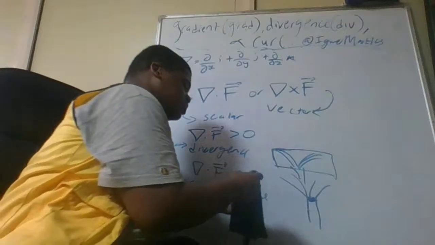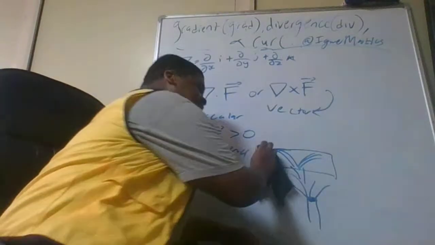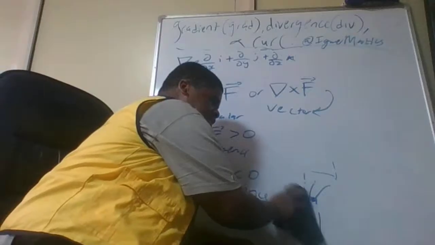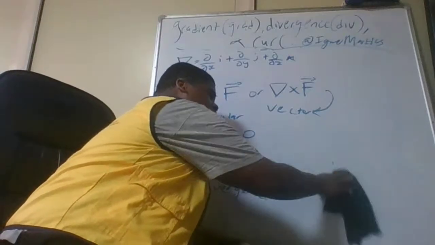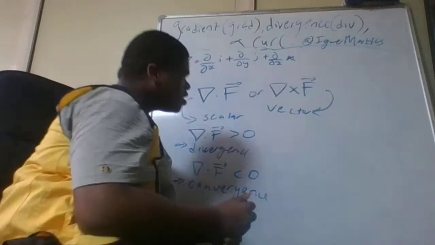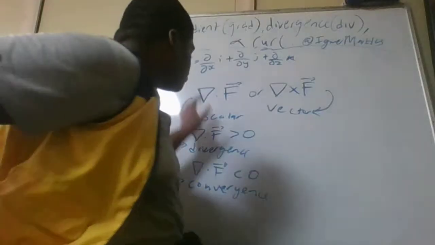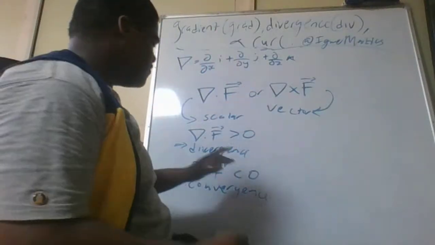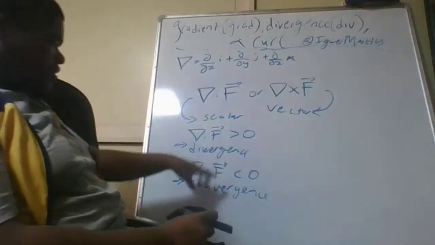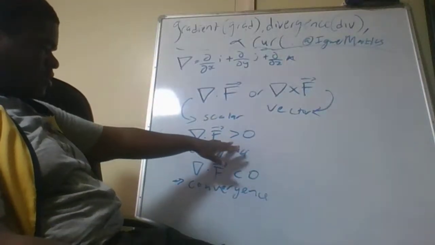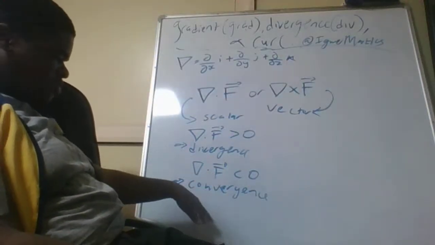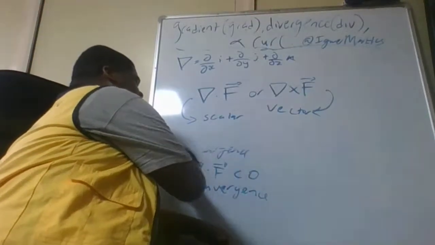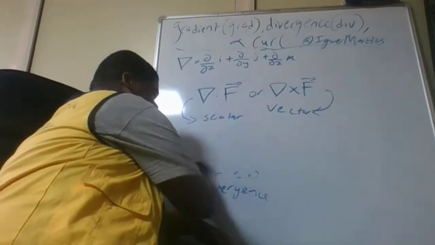It tells us if our vector at that point is diverging or converging. Mathematically, it really is defined as Nabla dot f. Let's write this down. If Nabla dot f is greater than 0, it is diverging. If it's less than 0, it is converging. Let us see if we can simplify or expand what it is.